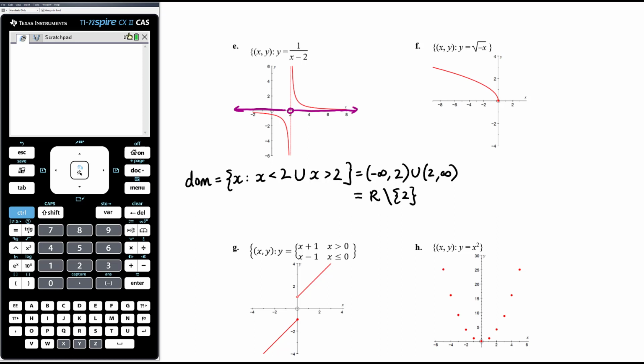Now, if you want to exclude a single value or a list of values from the real numbers, they must be in set notation. They must be in the curly brackets because R is a set. You can't subtract a number from a set, you have to subtract a set from a set, okay? Exclude a set from a set. So the domain of the hyperbola is all the real numbers except for 2.